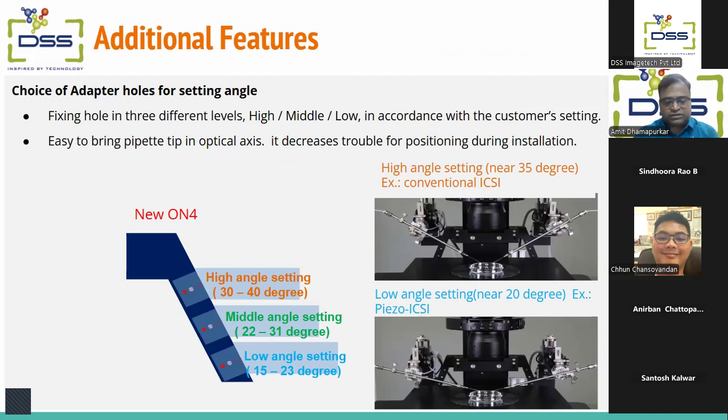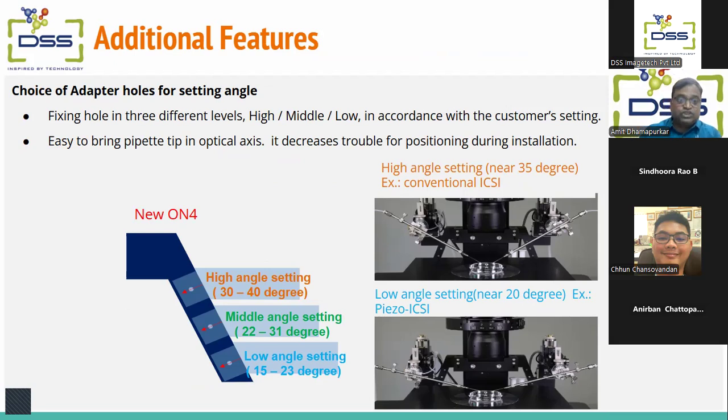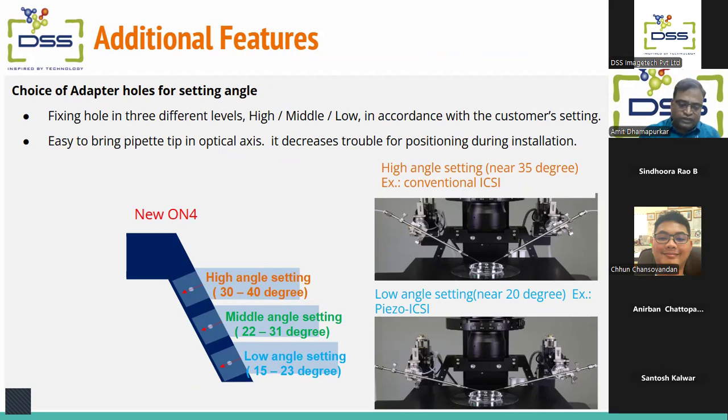Likewise, initially also we discussed that the micromanipulation system consists of three major parts. One is the oil hydraulic micromanipulation and the motor type. Like, all coarse features are motorized and all fine features are hydraulic. Second one is UT10, which is a crucial part for the angle adjustment. So with the help of UT10, you can adjust the angle. Normally, the conventional angle is 35 degrees for the ICSI and 20 degrees for the piezo ICSI.